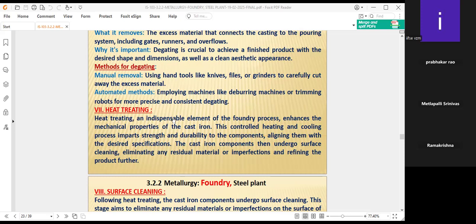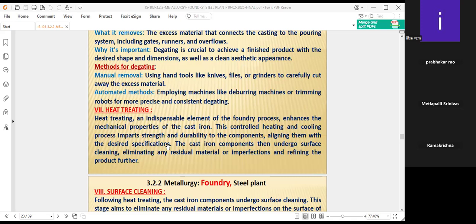Heat treating is an indispensable, that means important, element of the foundry process, and it enhances the mechanical properties of the cast iron. Definitely heat treating is a shining process, which gives a good look, or aesthetic appearance, to the product. This controlled heating and cooling process imparts strength and durability to the components, aligning them with the desired specification. Because after the pouring, it is cooled, then removal, then degating, and then heat treating.